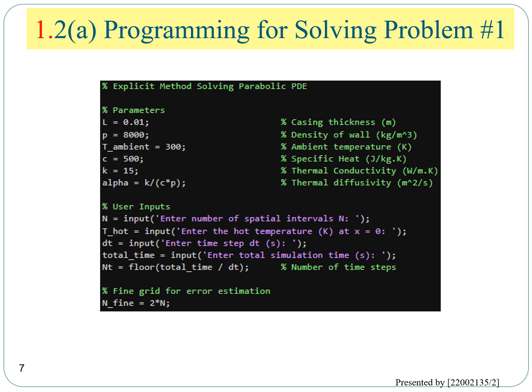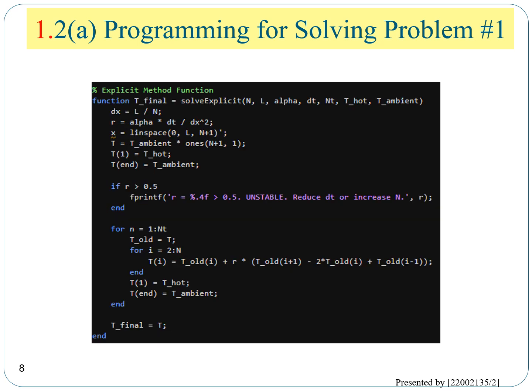So we have the fine grid for the error estimation. Here we have the explicit method function. The function will calculate the dimensionless parameter, that is R. If it exceeds 0.5, then it will become unstable. So here we have the explicit method function's formula, where T0 equals T. Here we calculate the T final, which equals T.